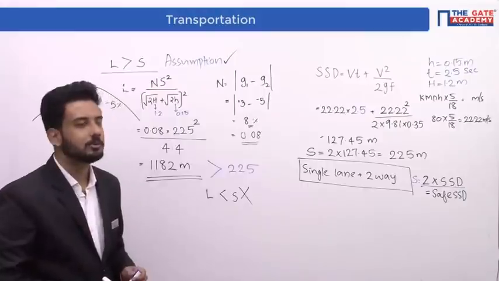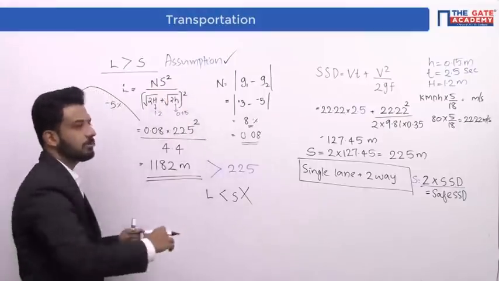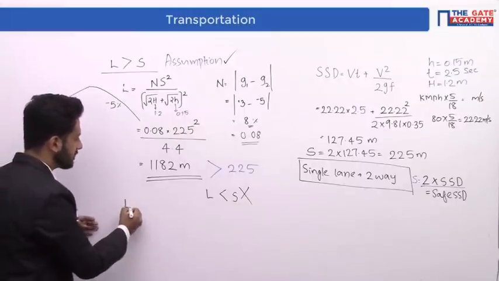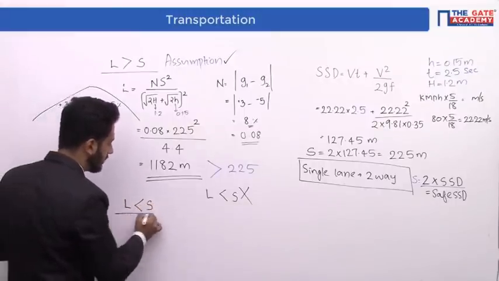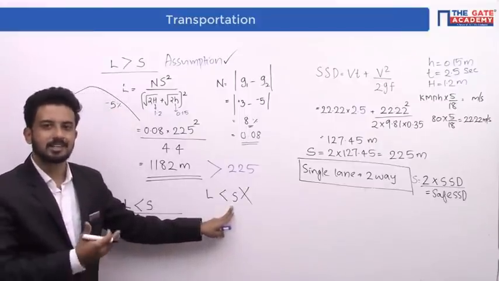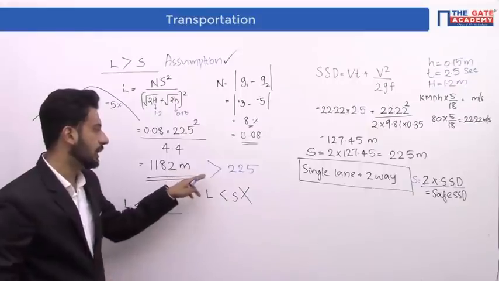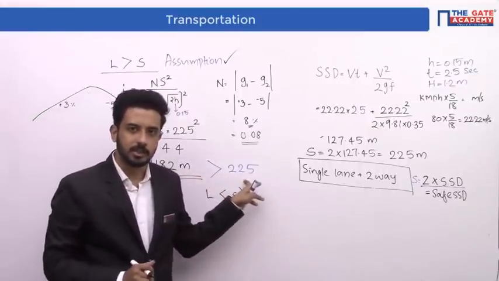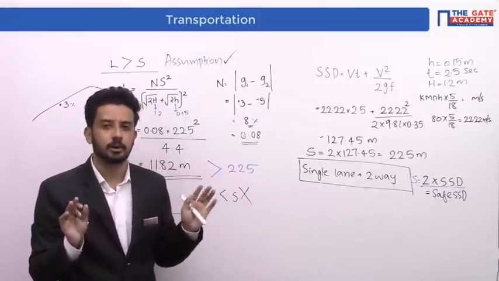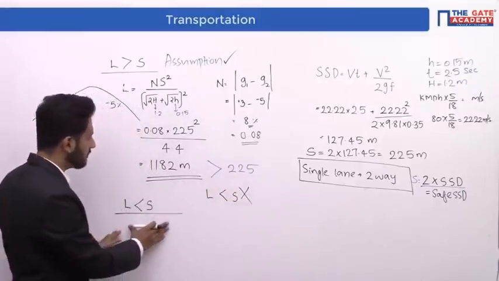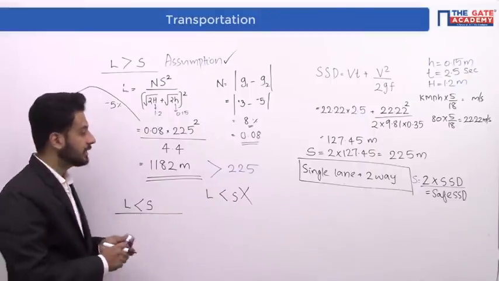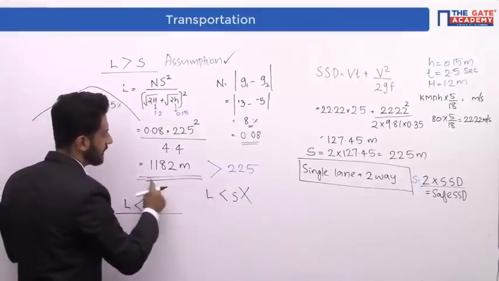Then what we have to do? This assumption will become wrong. Actually, the L was less than S. If you are obtaining the L value less than S, which means the assumption we made was actually wrong. So now we understood that the L is less than S. In this particular question, this is the final answer.